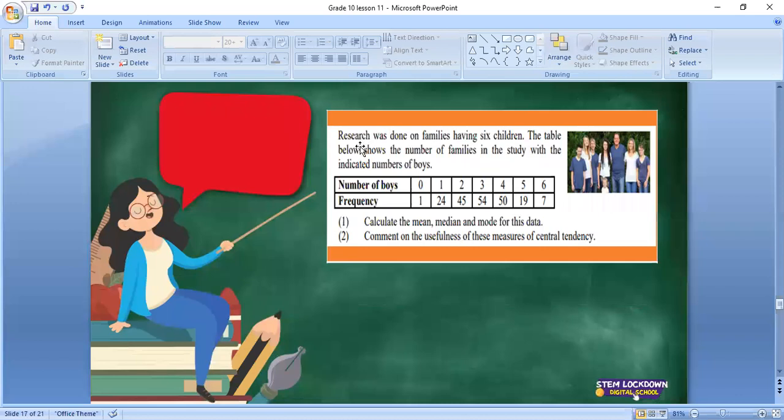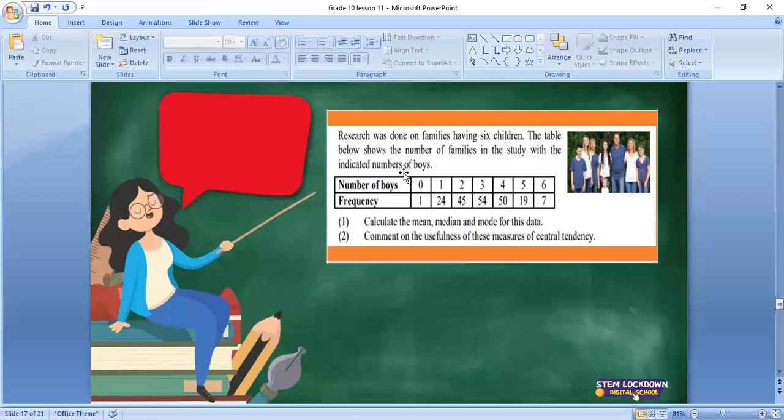It's saying research was done on families having 6 children. The table below shows the number of families in the study with the indicated number of boys.